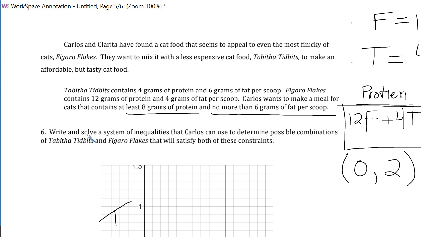So this is Tabitha's Tidbits, and this is Figaro Flakes, and it's scoops of each, so we're going to have a very small amount.